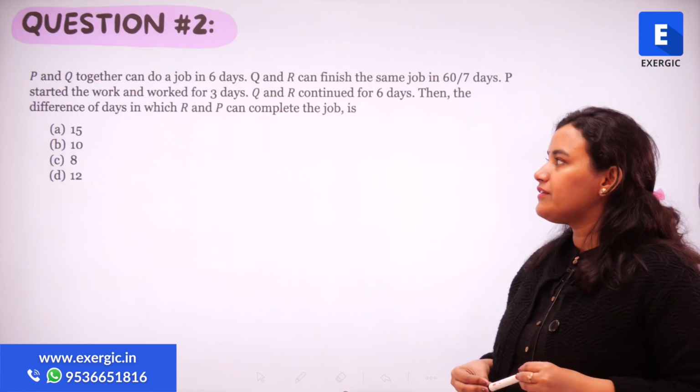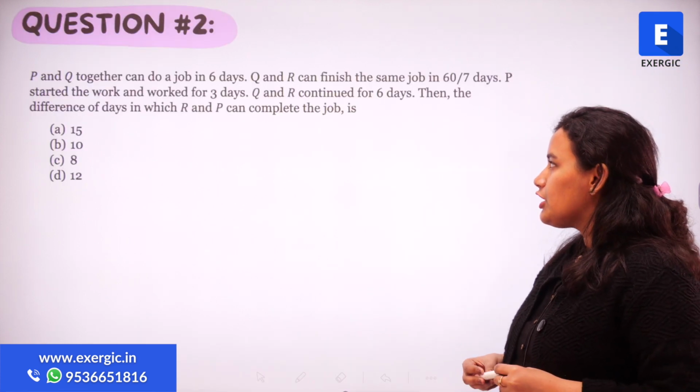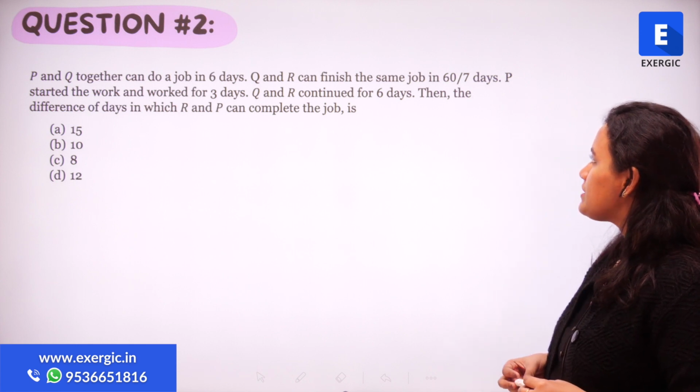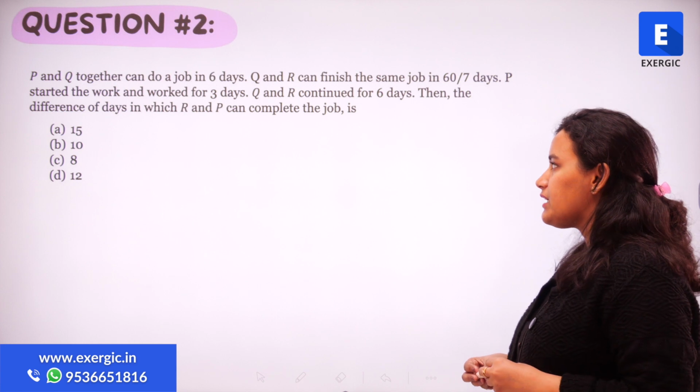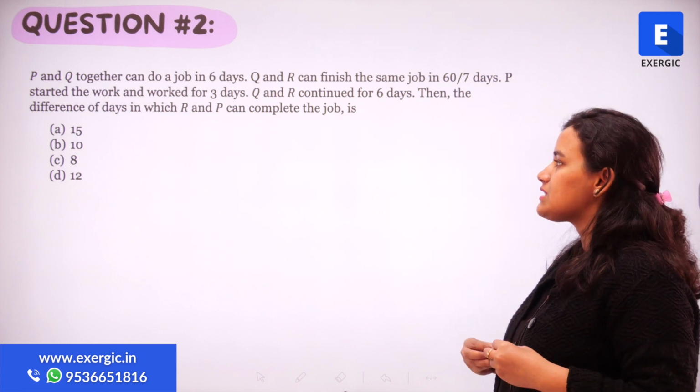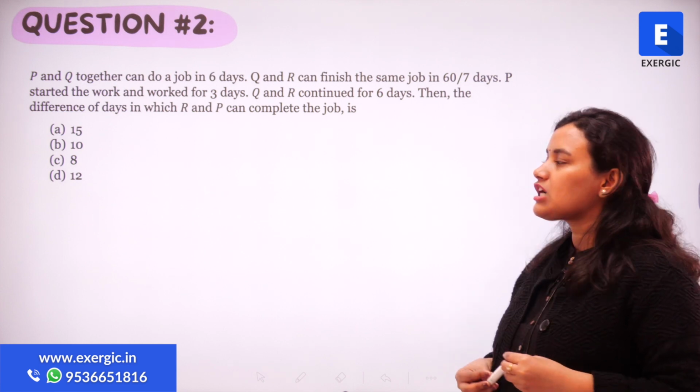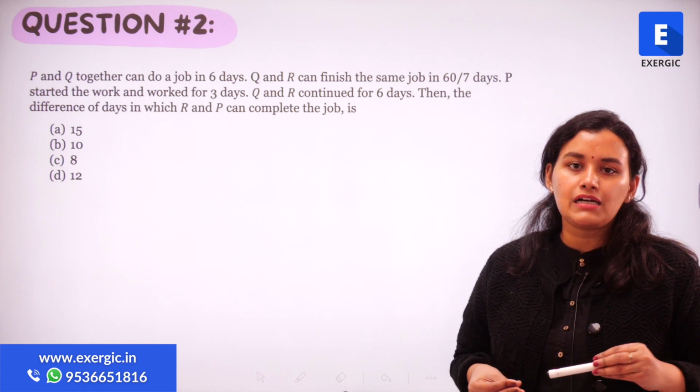P and Q together can do a job in 6 days. Q and R can finish the same job in 60 upon 7 days. P started the work and worked for 3 days. Q and R continued for 6 days. Then the difference of days in which R and P can complete the job is how much?